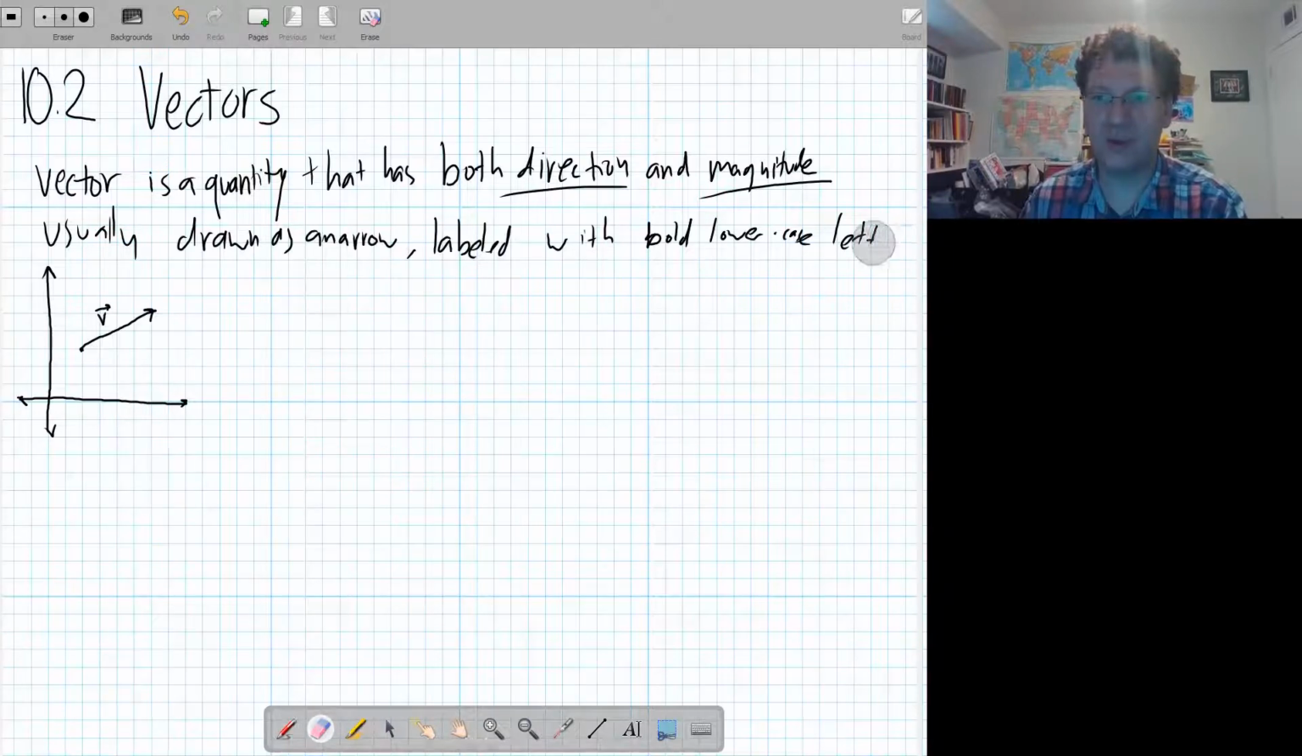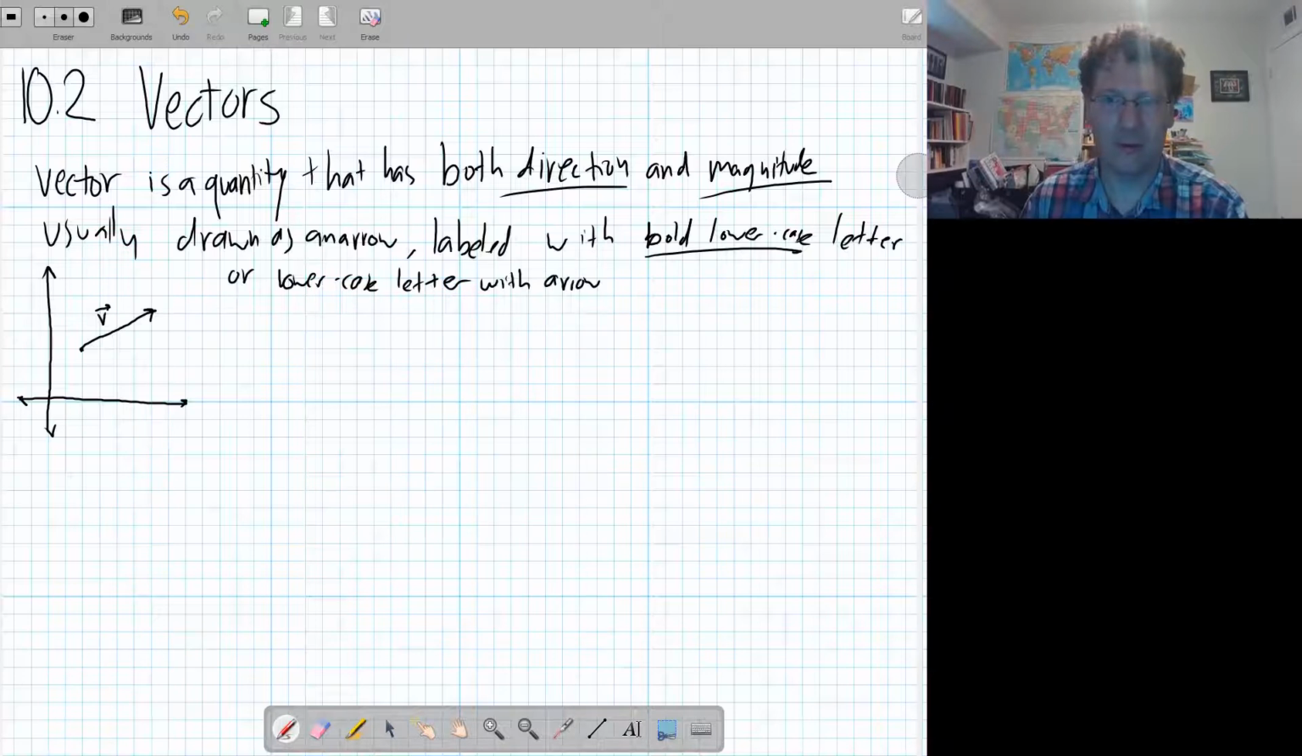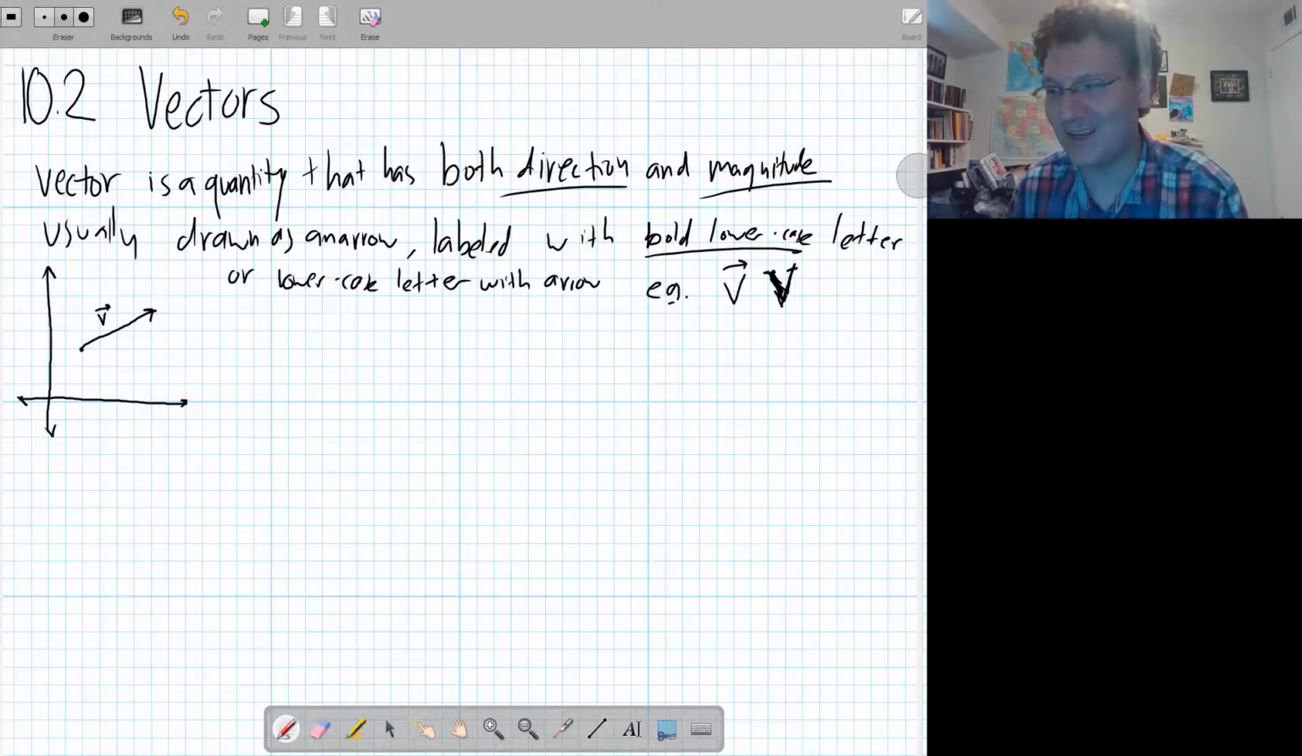I'm on eraser mode. Oh, there we go. Either a bold lowercase letter or a lowercase letter with an arrow. For example, like that. If it was on the computer, it would be written as a bold lowercase v. That's what you'll be seeing in your textbook.